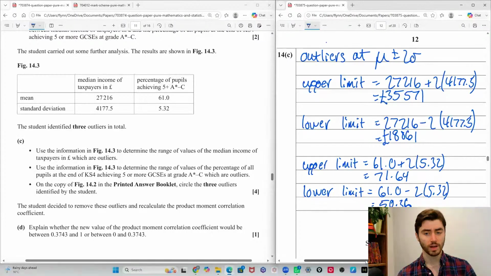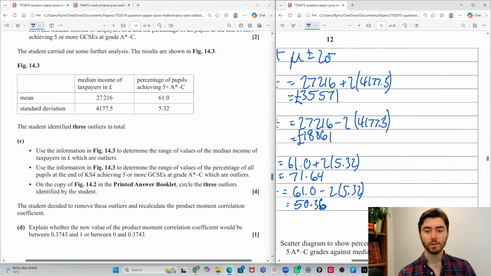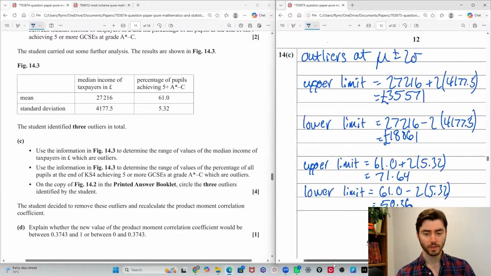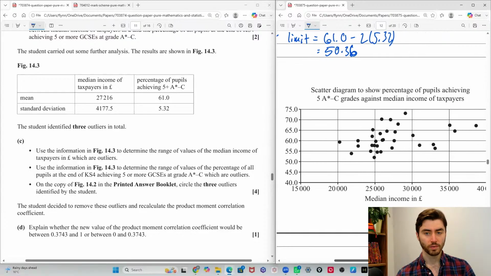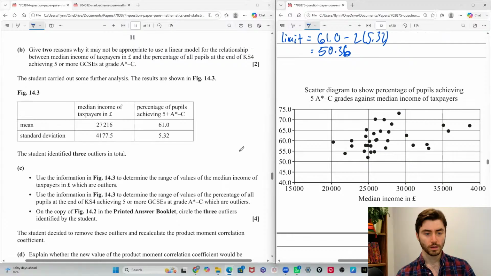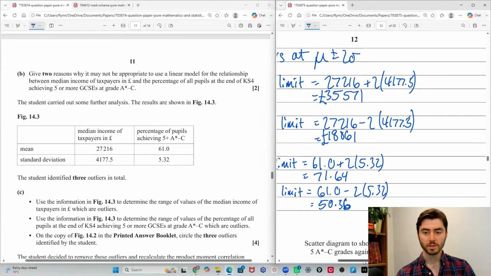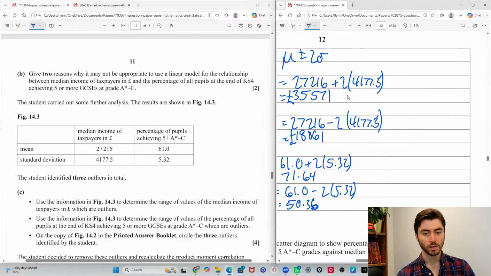So the range, which are outliers. In other words, outliers are beyond that. On the copy, circle the 3 outliers. Because it does ask for range, I'll say outliers are median income less than 18,861 or income bigger than 35,571. And outliers here are for GCSE: either the GCSEs are less than 50.36% or the GCSEs are bigger than 71.64%.